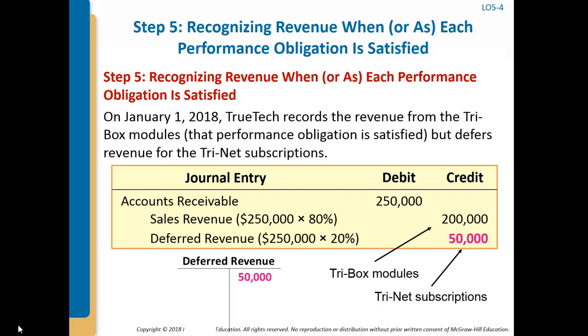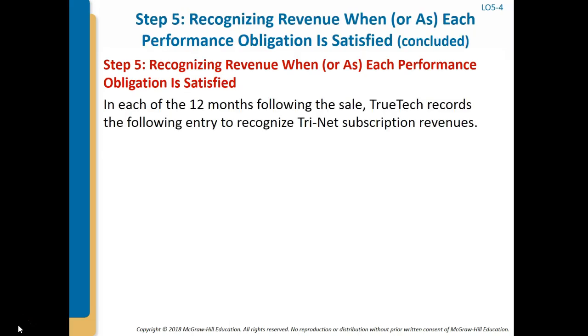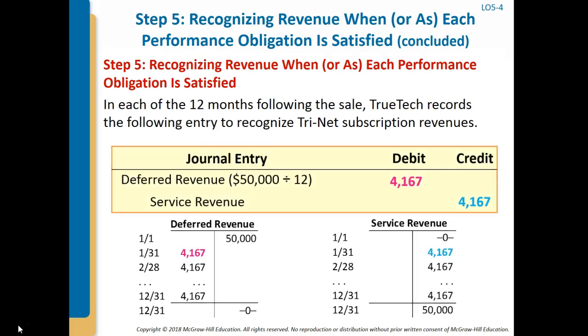As the total amount of $250,000 will be received only on January 25th, it will be recorded as a debit to accounts receivable. TrueTech will recognize subscription revenue for each month during the one-year subscription period. Deferred revenue is reduced by $4,167, and service revenue is recognized. After 12 months, TrueTech will have recognized the entire $50,000 of TriNet subscription revenue, and the deferred revenue liability will have been reduced to zero.